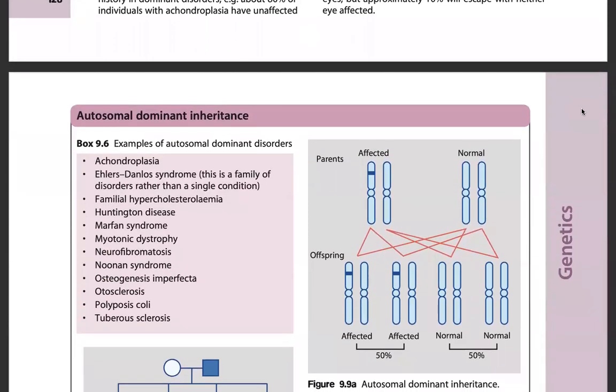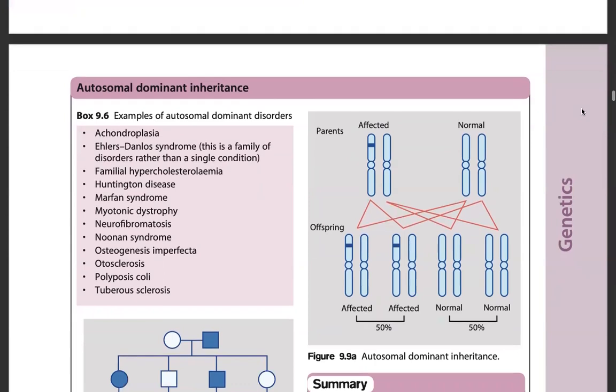These are the autosomal dominant inheritance examples. Examples of autosomal dominant disorders: achondroplasia, Ehlers-Danlos syndrome, which is a family of disorders rather than a single condition, familial hypercholesterolemia, Huntington disease, Marfan syndrome, myotonic dystrophy, neurofibromatosis, Noonan syndrome, osteogenesis imperfecta, otosclerosis, polyposis coli, and tuberous sclerosis.